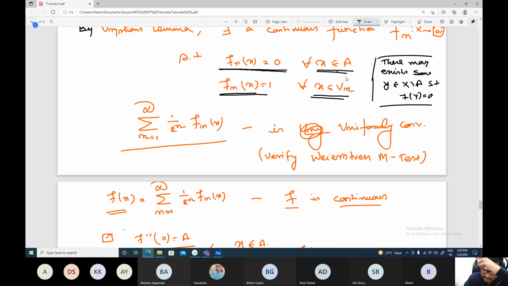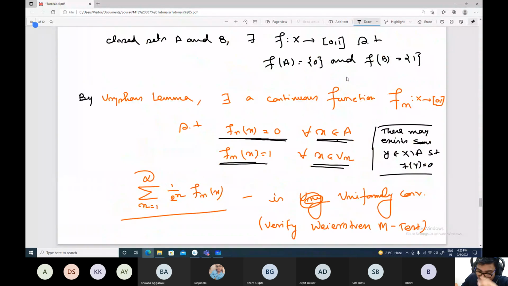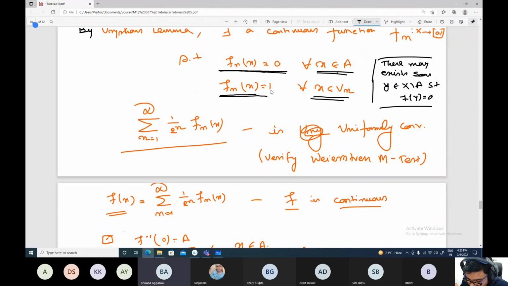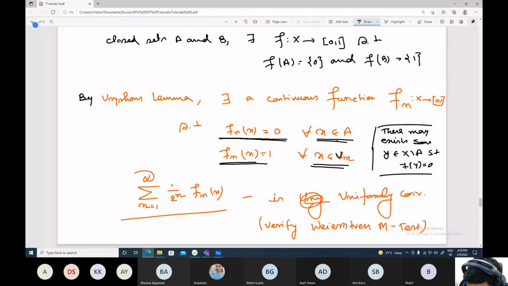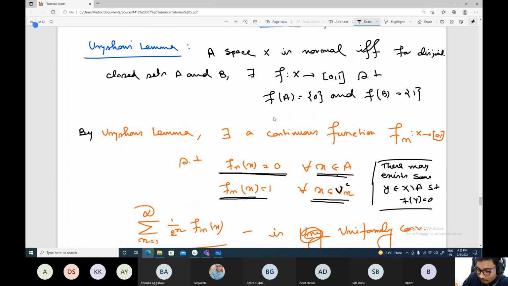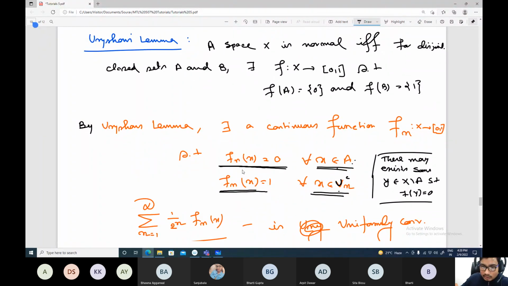Oh, I have given here Vn. Sorry, I made a mistake. This should be Un complement, right? You should tell me because I made a lot of notational mistakes. This Un complement, and so this function will again be Un complement, right? Because this is Urysohn's lemma. Whenever we have two closed sets, Un complement and A, which are disjoint, we can separate them by this continuous function fn, right?